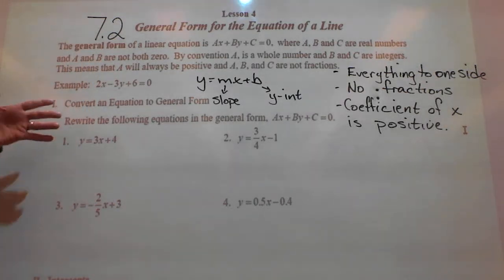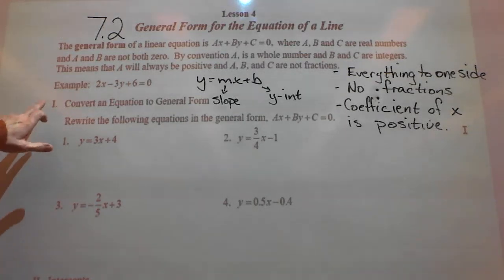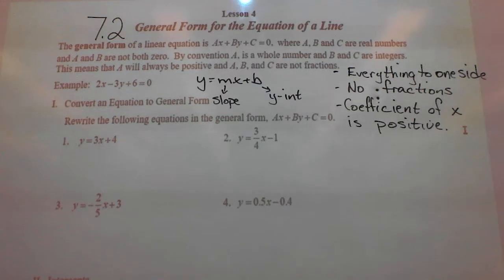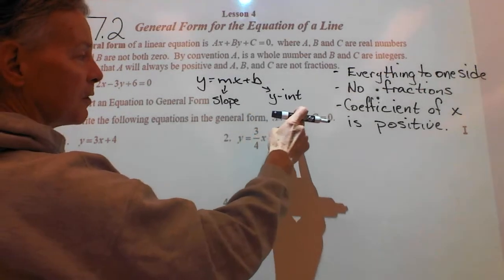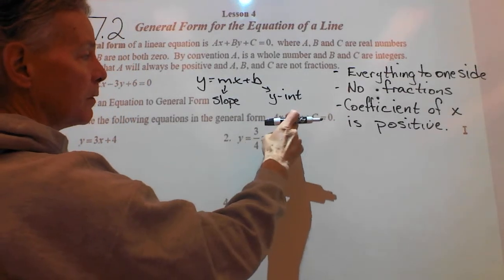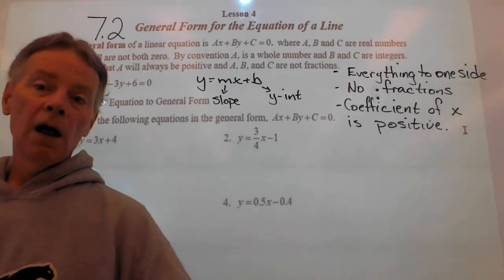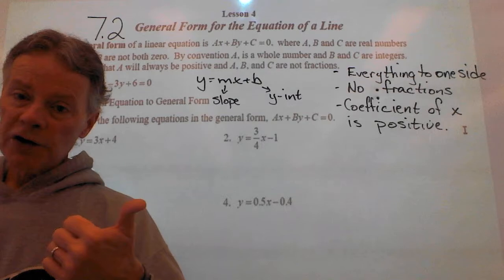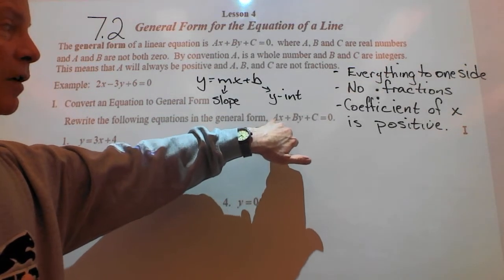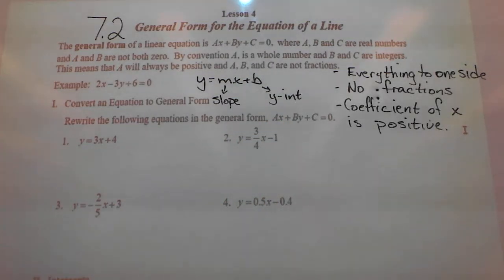Okay, so let's just do a little bit of rearranging. Okay, so for the first one, it says rewrite the following equations in the general form ax plus by plus c equals 0. Now remember, a, b, and c are just numbers. Okay? They all have to be non-fractions, and this number a, the one attached to the x variable, has to be positive. Okay, so keep that in mind. We'll do a couple of examples.